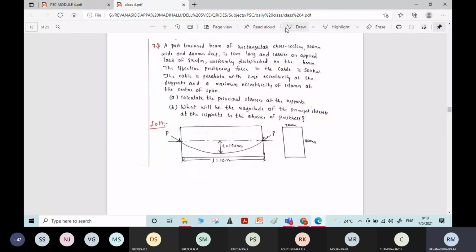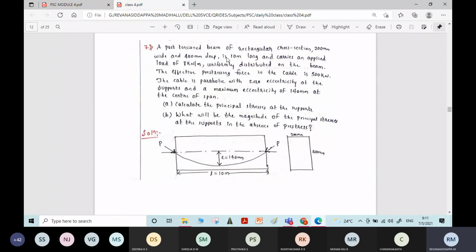So just go through the problem. A post-tension beam of rectangular section 200 mm wide and 400 mm deep is 10 meter long, carries an applied load of 8 kN per meter, uniformly distributed on the beam. It is a UDL. The effective pre-stressing force in the cable is 500 kN. The cable is parabolic with zero eccentricity at the supports and maximum eccentricity of 140 mm at the center of the span. It is a parabolic cable with eccentricity at the middle span as 140 mm and at the support as 0.